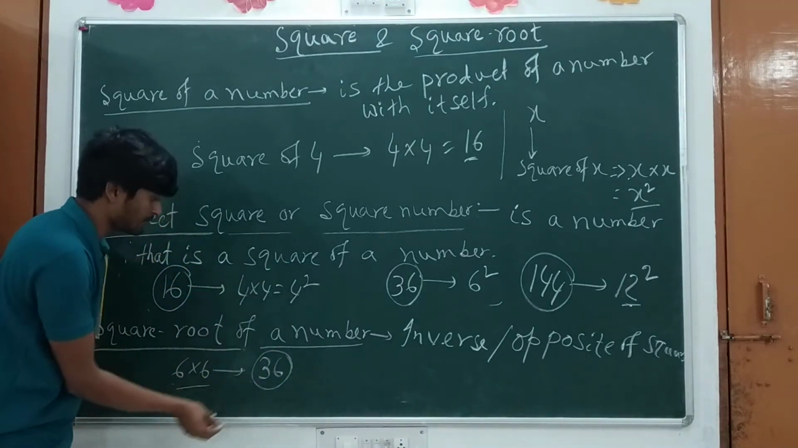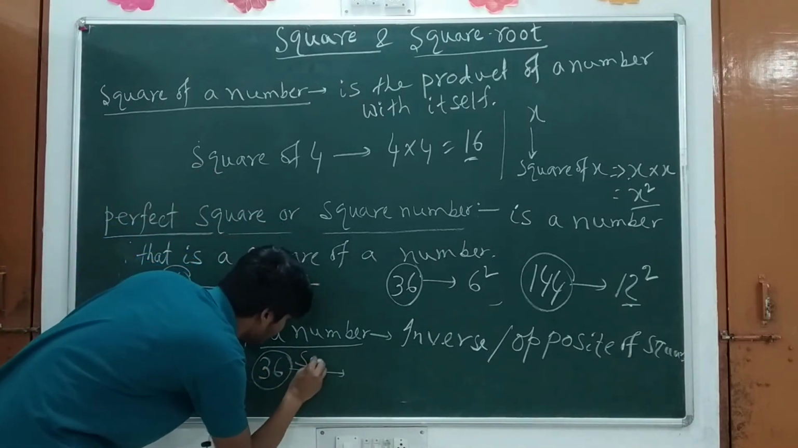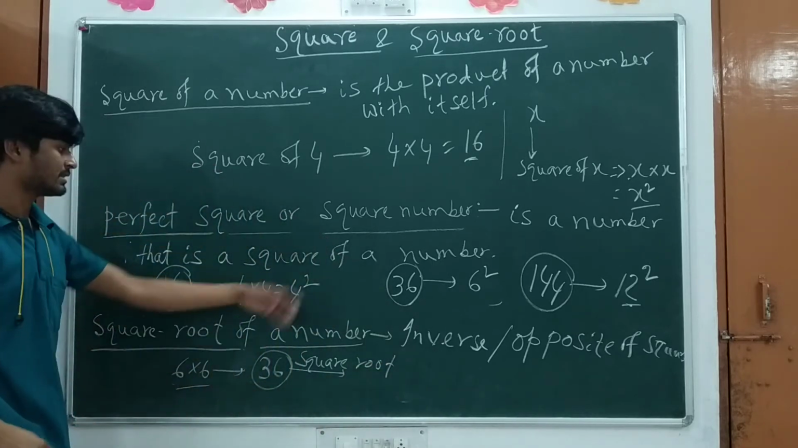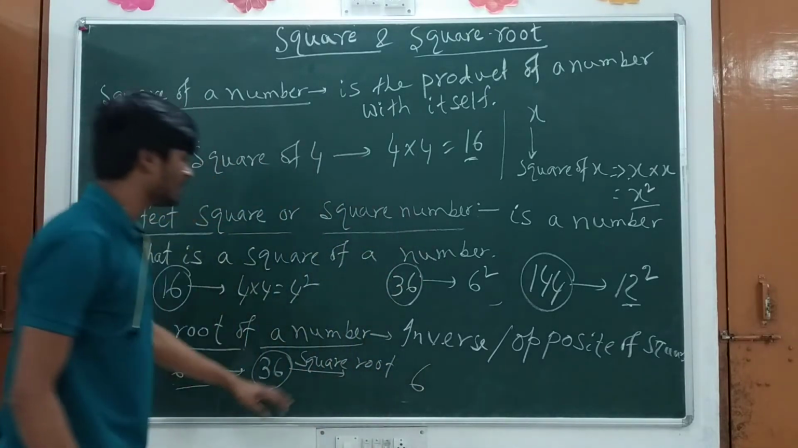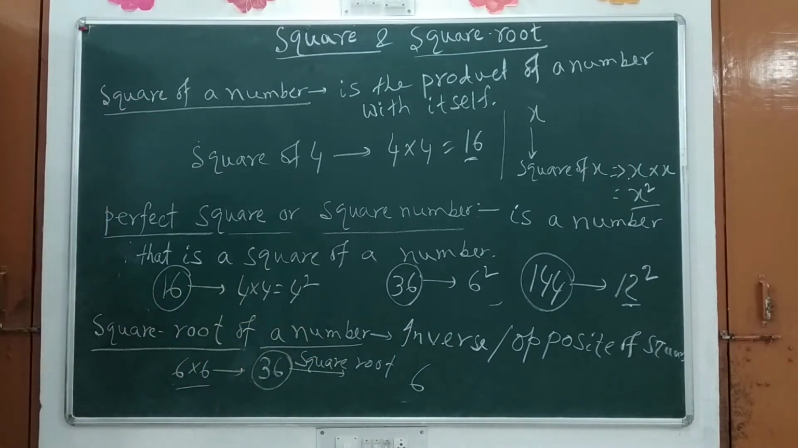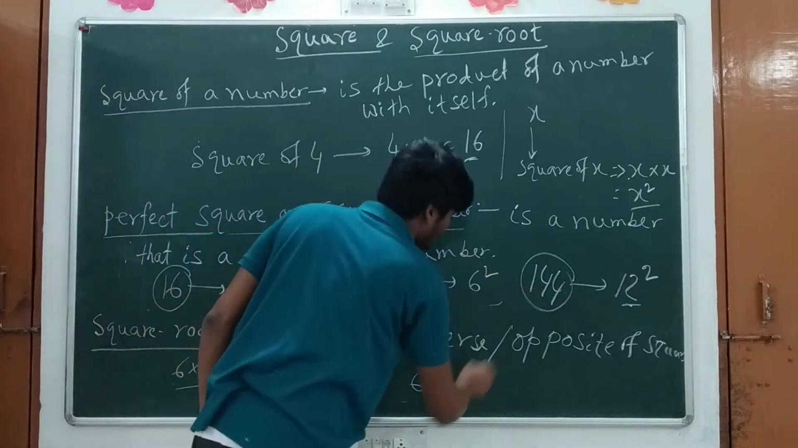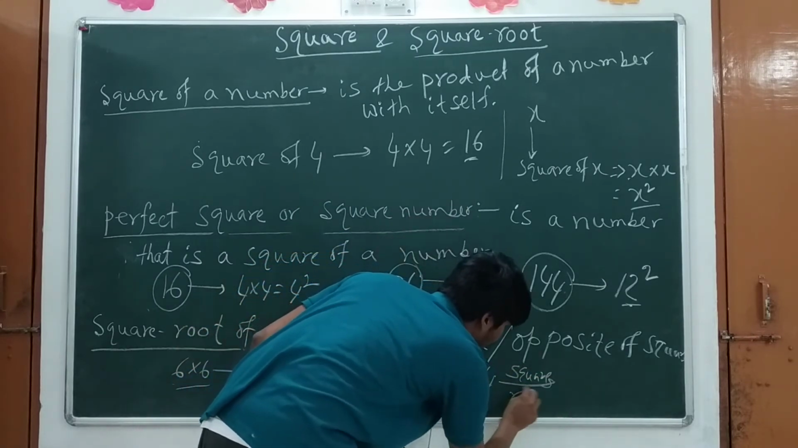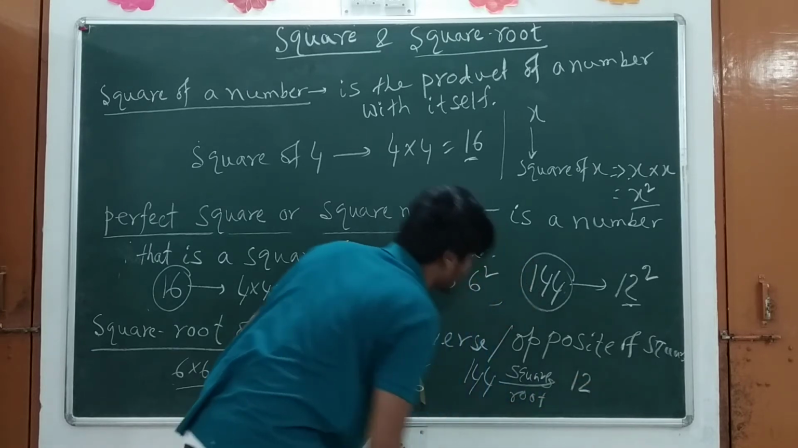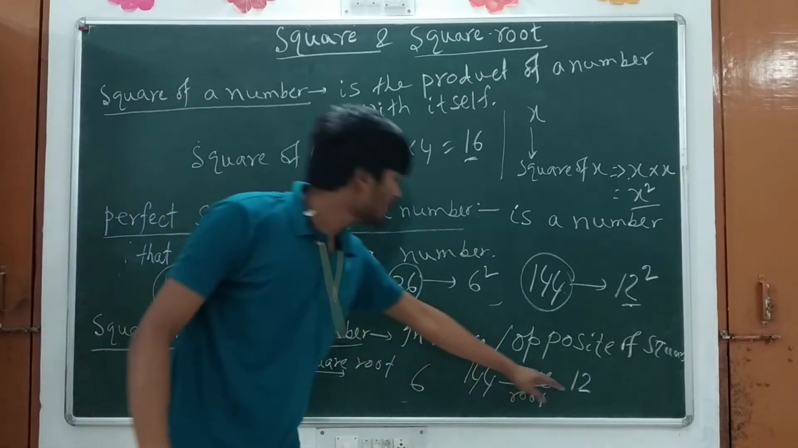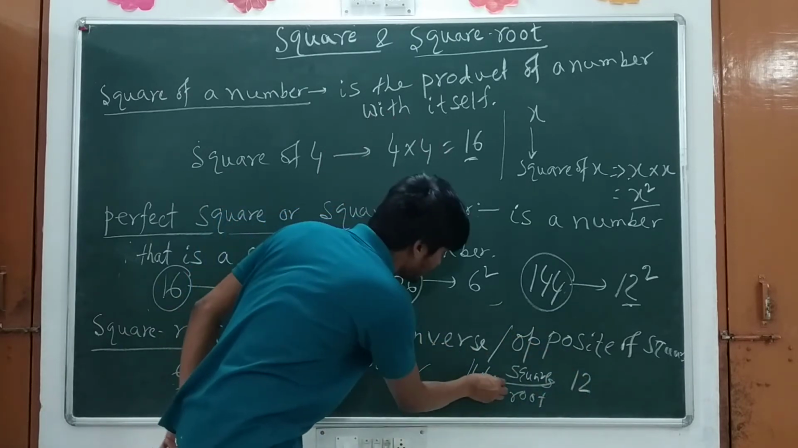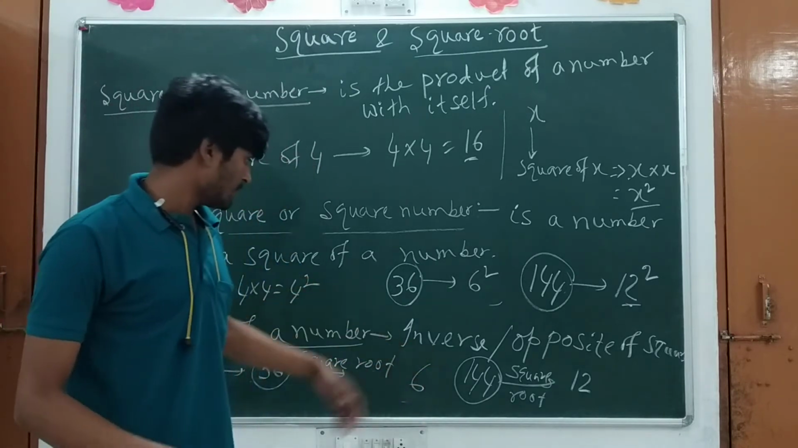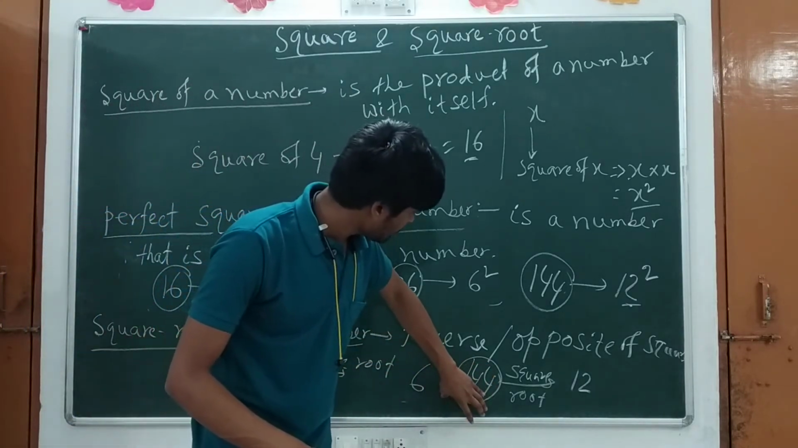Square of 6 is 36, but here is the reverse one: square root of 36 will be 6. It means the number which, if you multiply it with itself, gives a perfect square. And here it will be 144. What will be the square root of 144? It will be 12. So this is the process. If we multiply 12 with 12, we get 144. So this is a perfect square, and the square root can be found for a perfect square. So square root of 144 is 12.